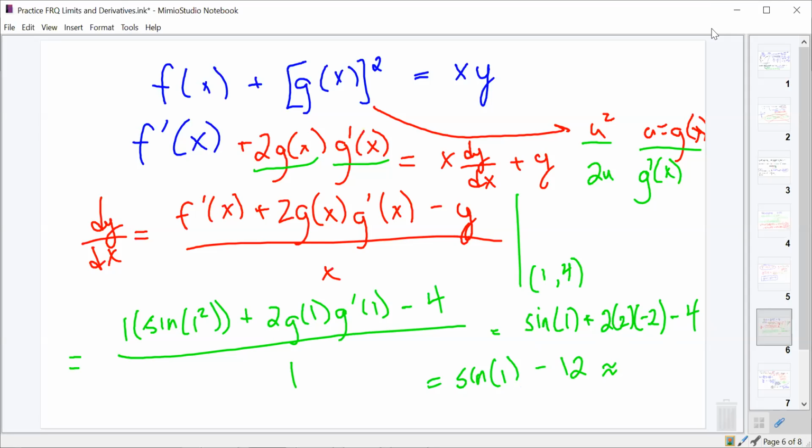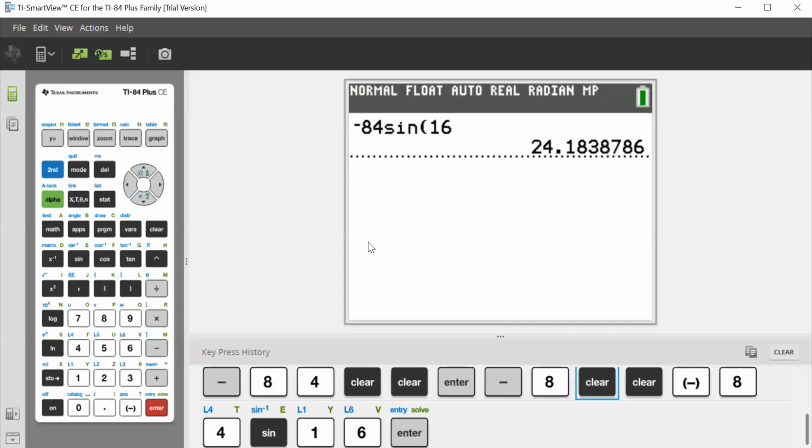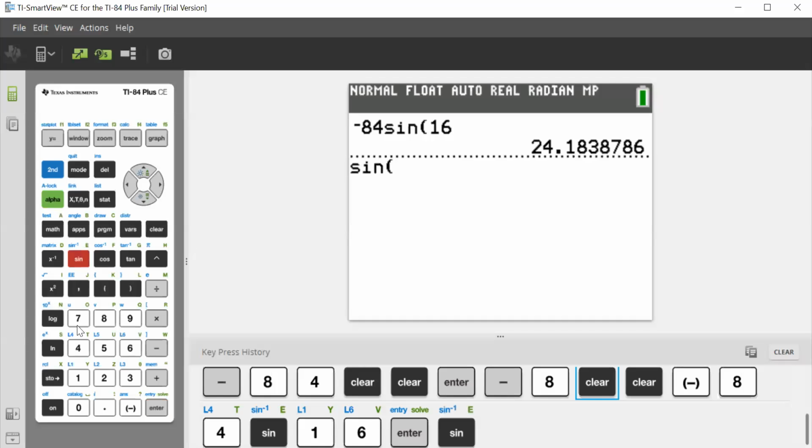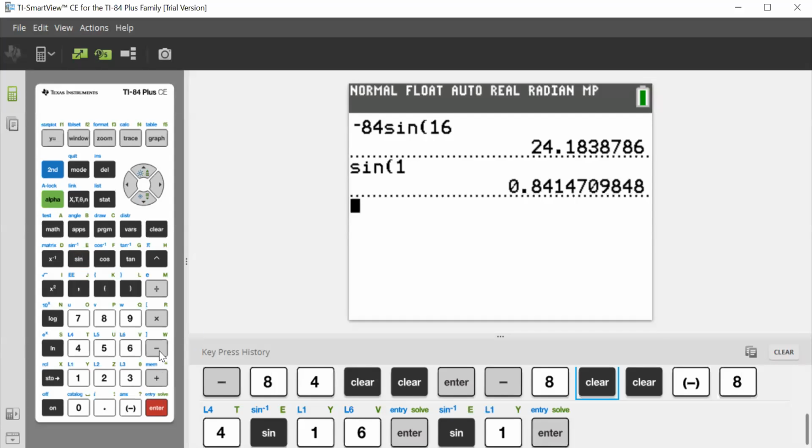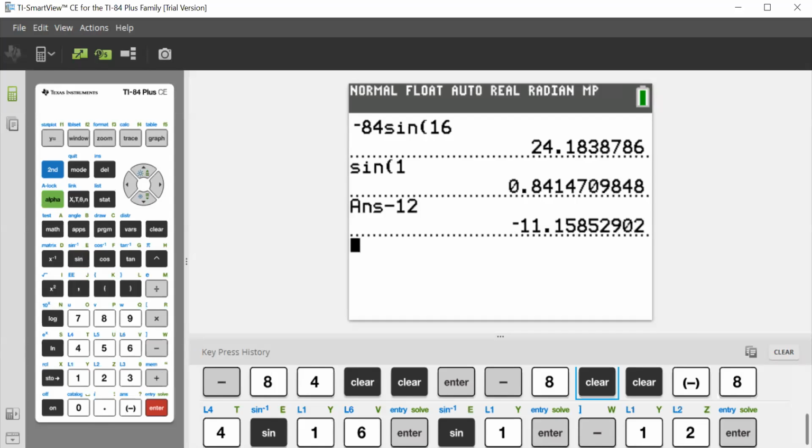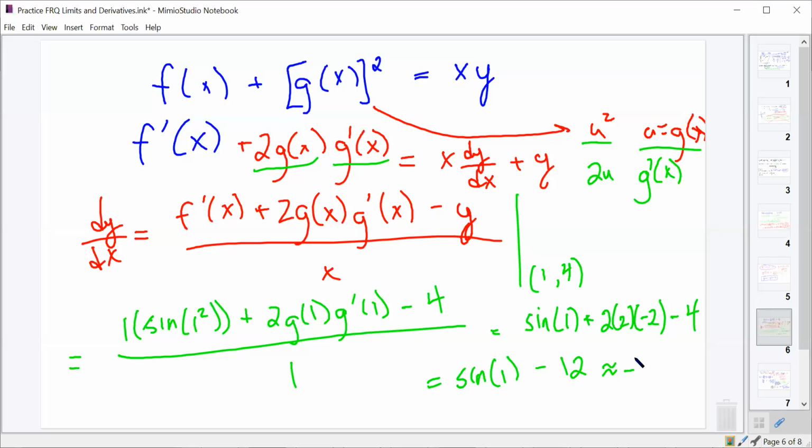And our graphing calculator, or any calculator for that matter, will be able to tell us what that is. The sine of 1 minus 12 is negative 11.159. And make sure you always round to 3 decimals or more. Any questions on that?